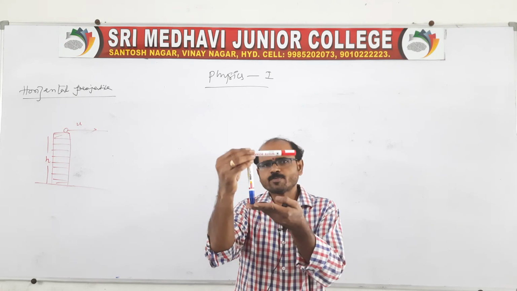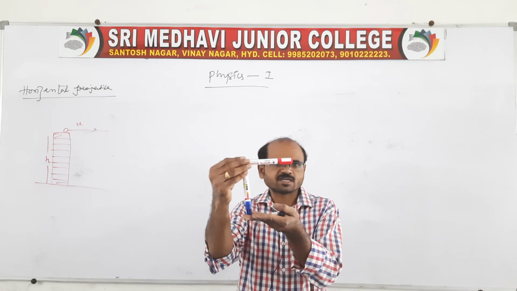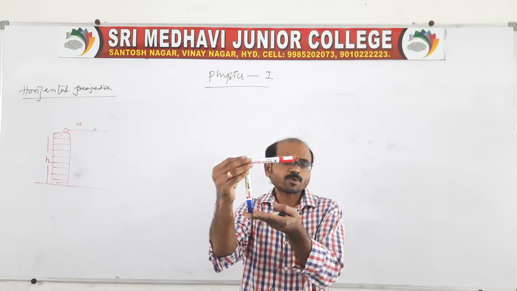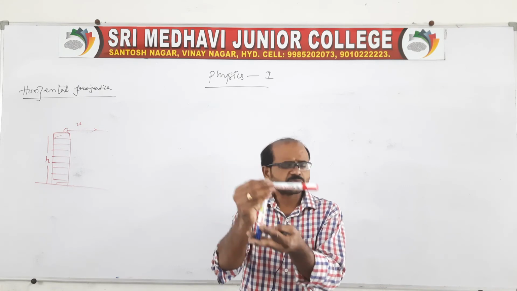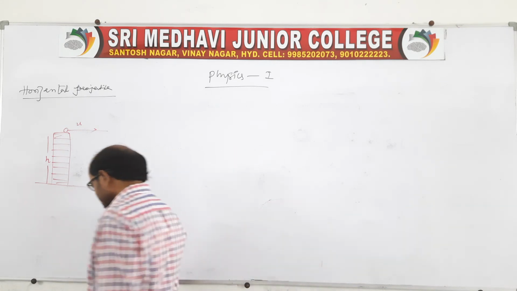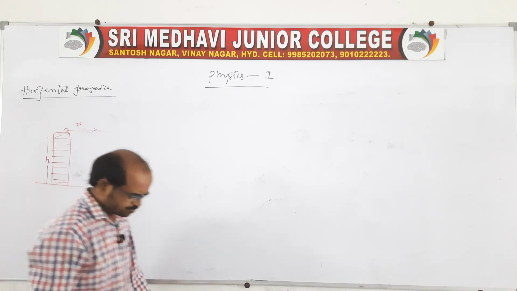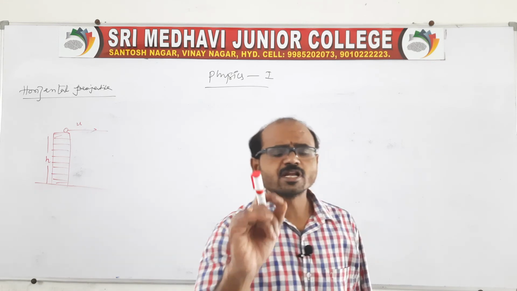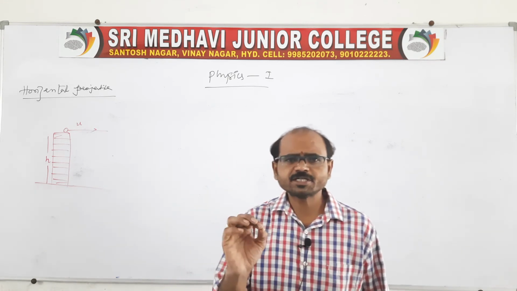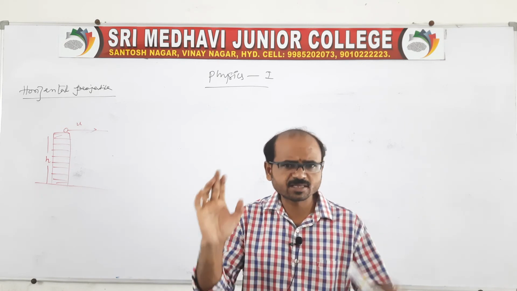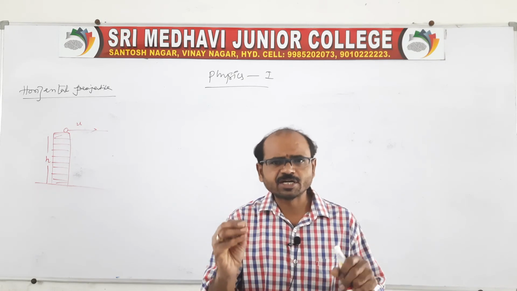Look here, the body is projected horizontally, parallel to the earth's surface, from the top of a tower. Is there any angle? There is no angle. So this type of projectile we call a horizontal projectile. I'll tell you other examples related to horizontal projectile also. If the body is projected from the top of a tower of height h, that is one case.